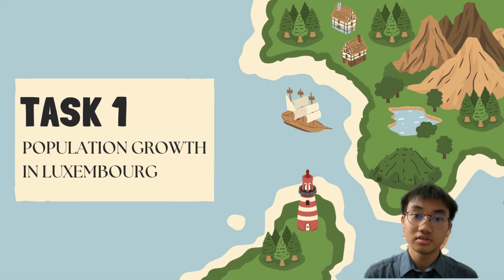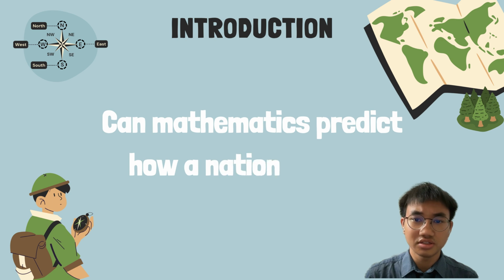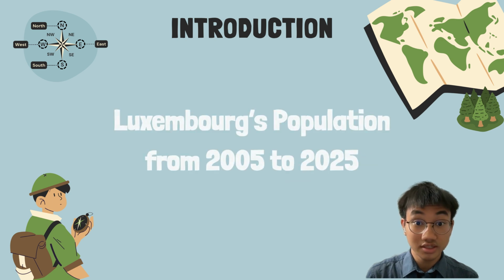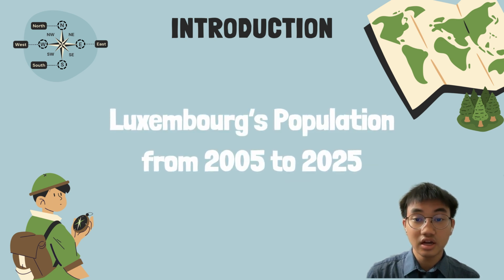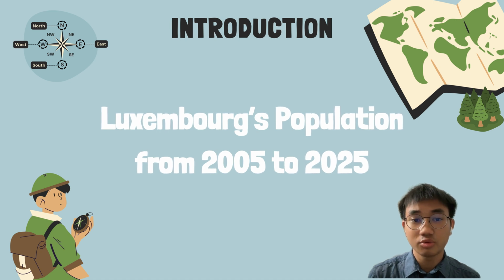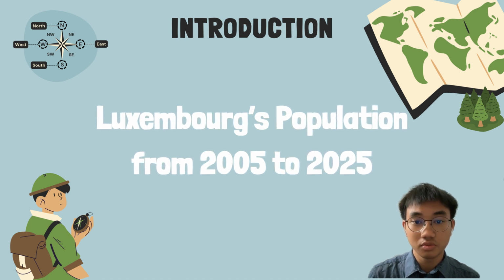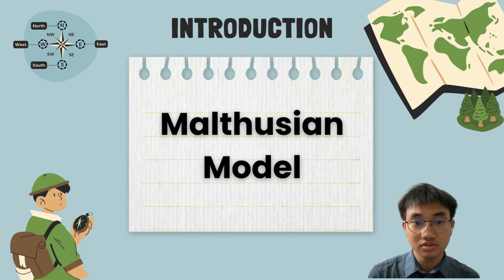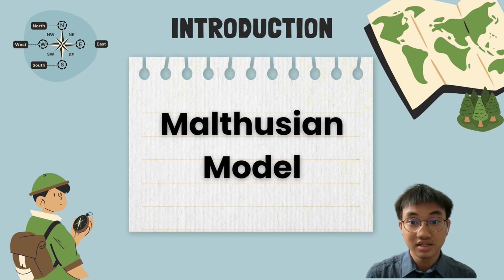Let's begin with a question. Can mathematics predict how a nation grows? In this video, we explore Luxembourg's population over 20 years, from 2005 to 2025, and how we can represent this growth using mathematical models. Our purpose is to demonstrate how actual population data can be used to construct and compare different models of growth, particularly through the lens of the Malthusian model. By blending real-world statistics with mathematical theory, we aim to gain insights into long-term population trends.